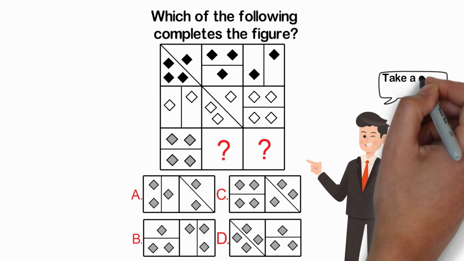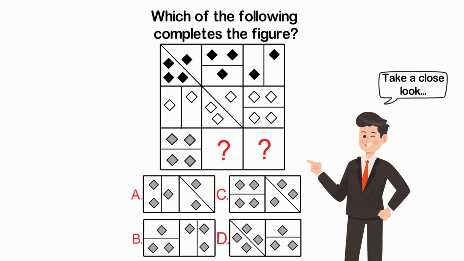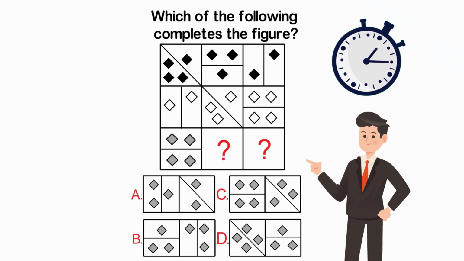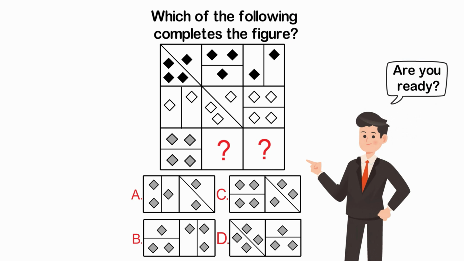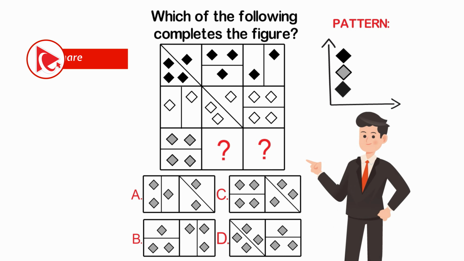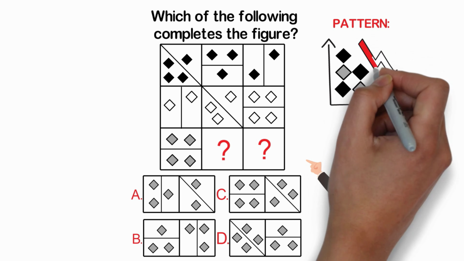Take a close look. The solution is not obvious, but it is very simple. Give yourself 10 to 20 seconds, maybe go to 30 seconds, by pausing this video to see if you can come up with the answer on your own. Are you ready? Let's continue to see how we can get to the correct solution together. As I mentioned, the answer to this question is very simple. The pattern is represented in each row by a decreasing number of diamonds.